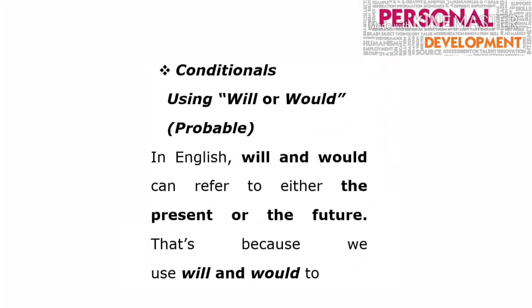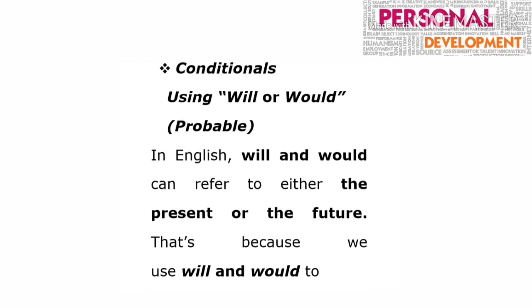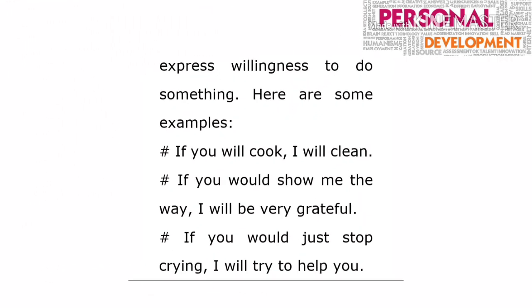Conditionals using will or would, probable. In English, will and would can refer to either the present or the future. That's because we use will or would to express willingness to do something. Here are some examples. If you will cook, I will clean. If you would show me the way, I will be very grateful. If you would just stop crying, I will try to help you.